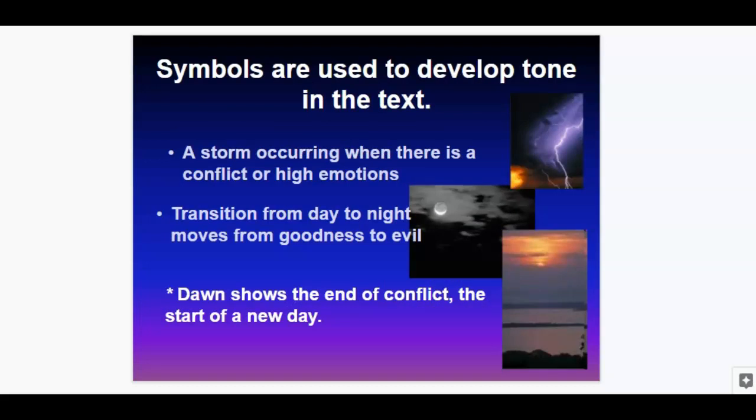It also can be used to develop the tone of a text. Oftentimes, and you saw this in Lord of the Flies, a storm occurs when there's a conflict or high emotions happening. You rarely see storms occurring when people are just happy and everything's good. There's also often a transition from day to night when we move from goodness to evil. That's a very common thing that happens in literature and movies. And in addition, the dawn shows the end of a conflict or the start of a new day, a fresh start for someone. And there's usually a calming in the dawn as well.